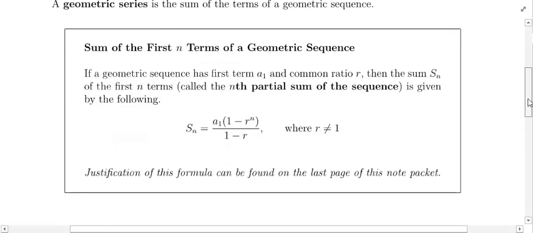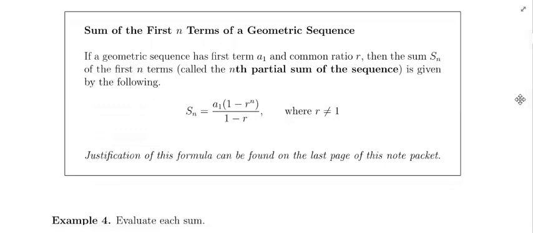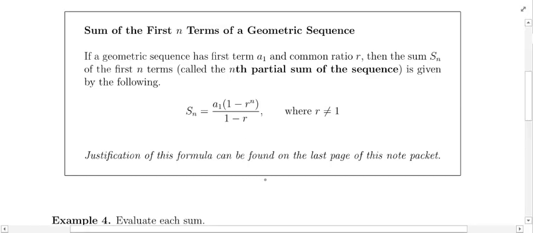number of terms. So in the box, we have a formula that tells you how to sum the first n terms of a geometric sequence. If a geometric sequence has first term a1 and common ratio r, then the sum Sn of the first n terms, which is called the nth partial sum of the sequence, is given by the following formula. The nth partial sum, denoted Sn, is equal to a1 times 1 minus r raised to the nth power all over 1 minus r. And here, there's a stipulation that r, your common ratio, cannot be 1.